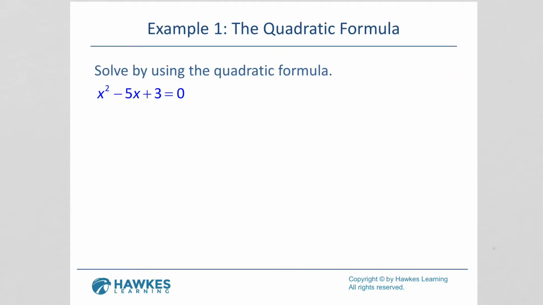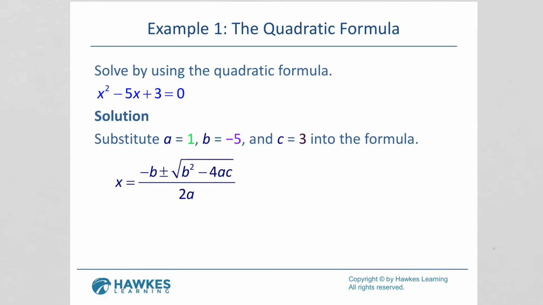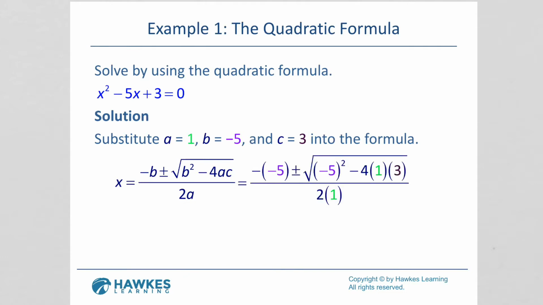Example 1, solve by using the quadratic formula. X squared minus 5x plus 3 equals 0. For our solution, we substitute a equals 1, b equals -5, and c equals 3 into the formula. X equals the opposite of b plus or minus the square root of b squared minus 4ac all over 2a, which is the opposite of -5 plus or minus the square root of -5 squared minus 4 times 1 times 3 over 2 times 1.